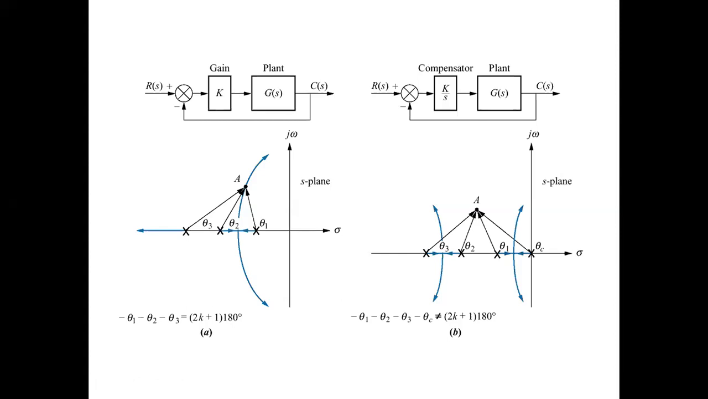This technique is called ideal integral compensation, which uses a pure integration to replace an open loop forward path pole at the origin, thus increasing the system type and reducing the error to zero.